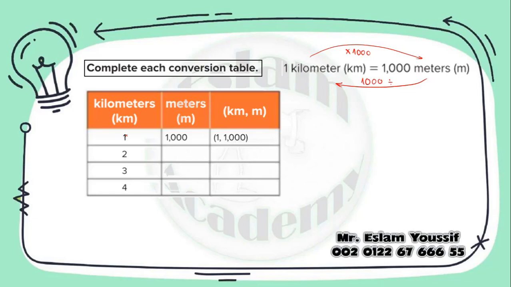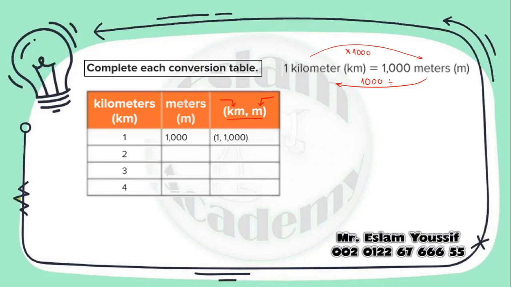Now we have 1 kilometer. To find the meters, just multiply it by 1000. 1 times 1000 will be 1000. And we just write it as an ordered pair. What is the meaning of this ordered pair? It means for each 1 kilometer, it will be represented by 1000 meters.